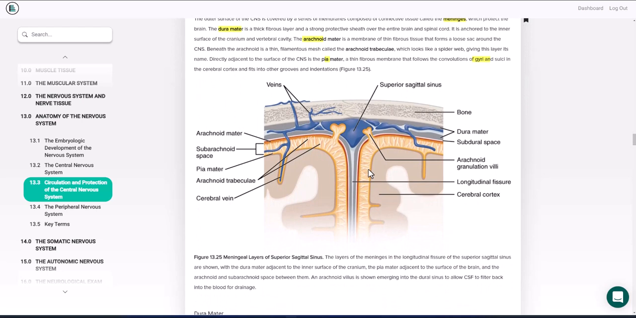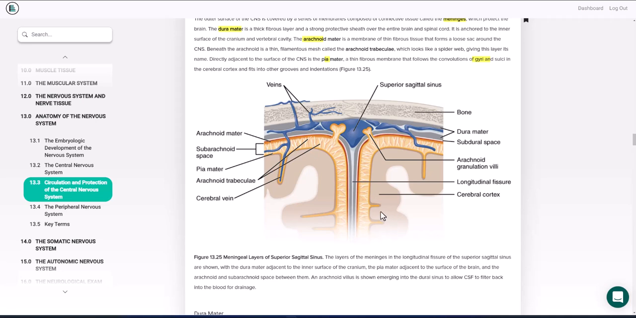So let's take a look at this diagram of the meninges. And let me just get your orientation first. What we're looking at here is the longitudinal fissure. Remember, this is the deep groove between the left and right hemispheres. Here is the bone, right, over the top. So this would be the parietal bone, for example. There's the suture, right, of the parietal bone. Deep to that, we have the brain matter.